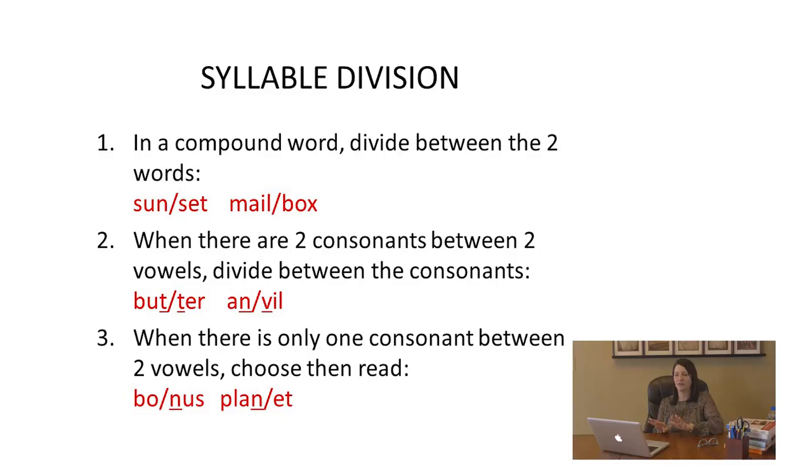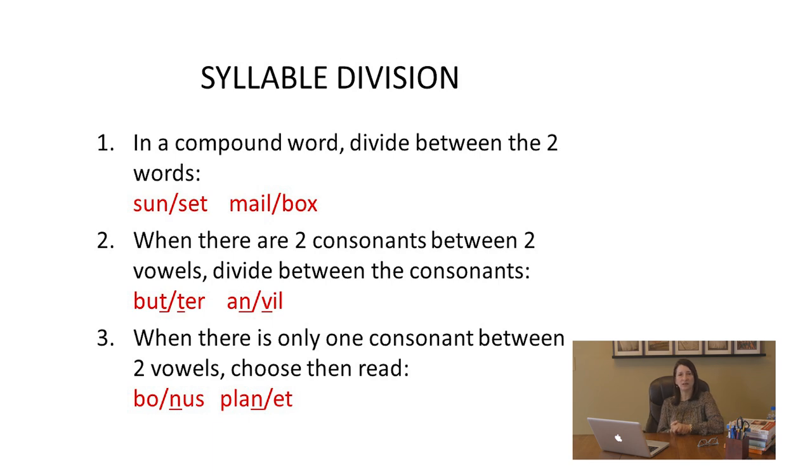Rule one, compound word, divide between them. Well, what if the student can't read either of those compound words? No worries, next rule is gonna help us with that. All right, when there are two consonants between two vowels, we divide between those two consonants, just split there. So between the two T's in butter, and between the N and the V in anvil. And then you read what's left, closed syllables. Okay, and the U in but has to be short because there's a T closing it off. This rule of dividing between the consonants also solved the question in rule one of where to divide between the compound words too.